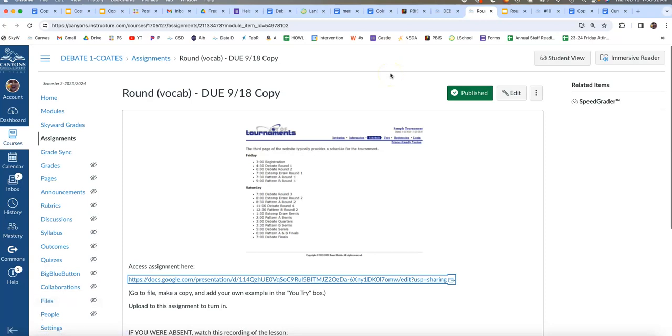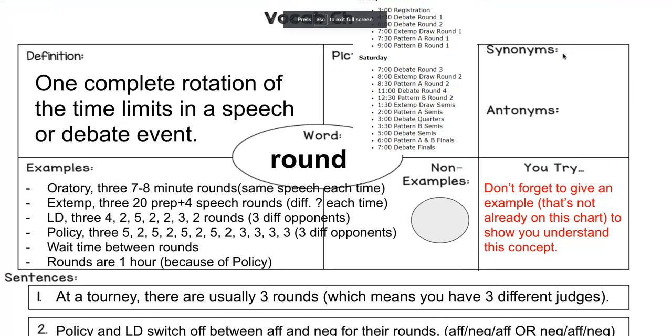The day is round. So, remember, file, make a copy. In real life, let's look at the non-example. Round has real meaning in real life. In debate, it has a very different meaning. So, a round in debate is one complete rotation of the time limits in a speech or debate event.